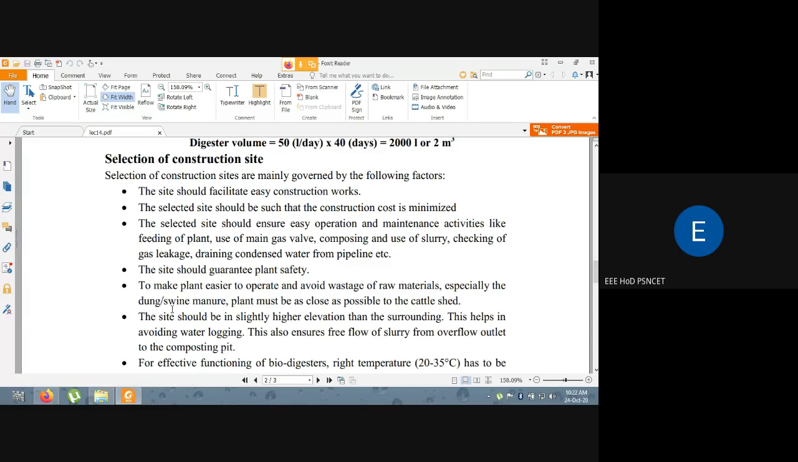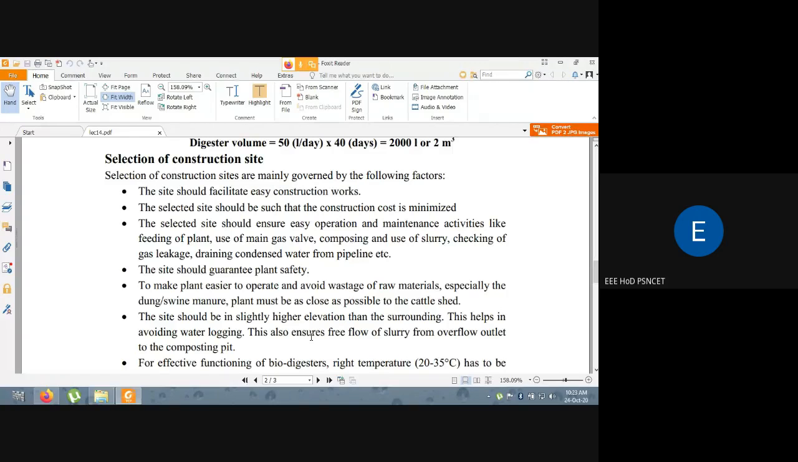Okay, then the site should be at a slightly higher elevation than the surrounding. Okay, that's an important thing. This digester chamber should be placed in a sloping area, because during some floods, the water should not be locked inside the chamber. It should flow away. If we have placed this chamber in a sloping area, definitely during rainy season the water will flow away from that plant.